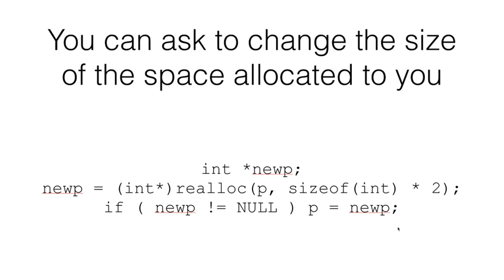Now, what can also happen is that there isn't enough space anywhere in memory at all. When that occurs, it doesn't change p. It leaves p referring to what it was pointing to before, and all of that memory is still allocated. What it returns then is null. So that's what this check is doing here.